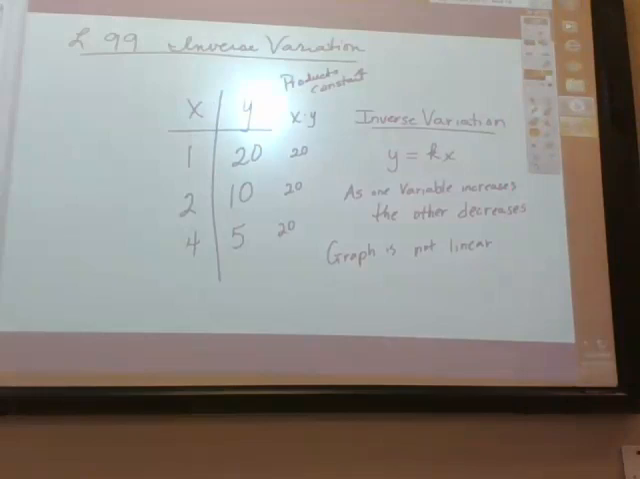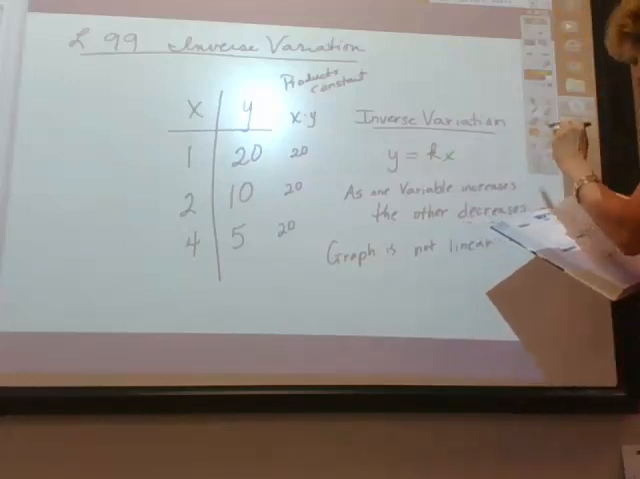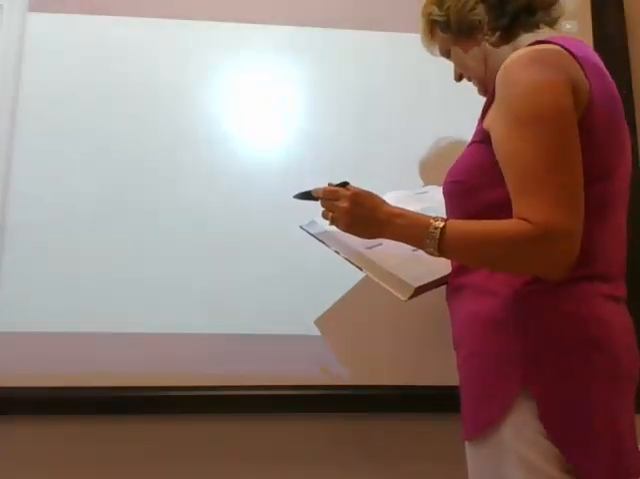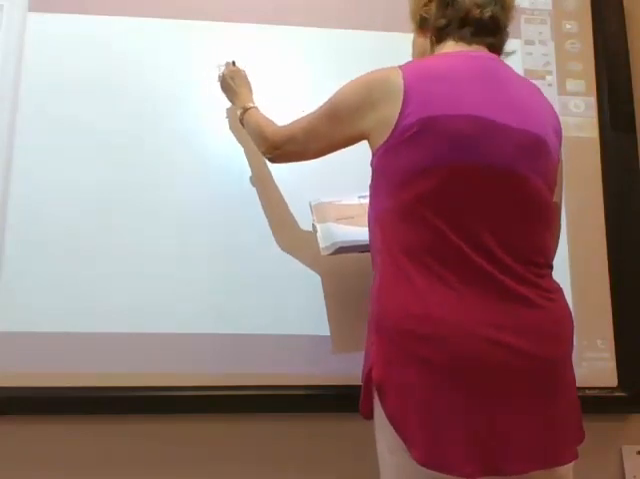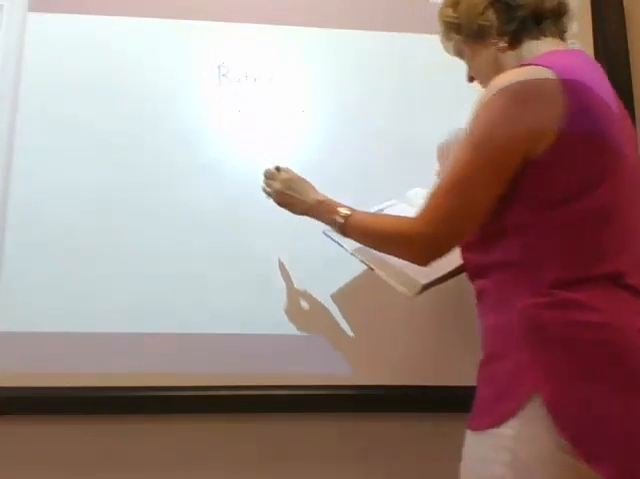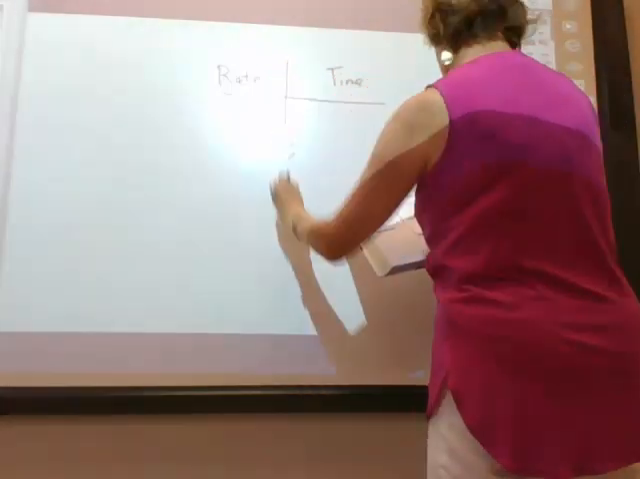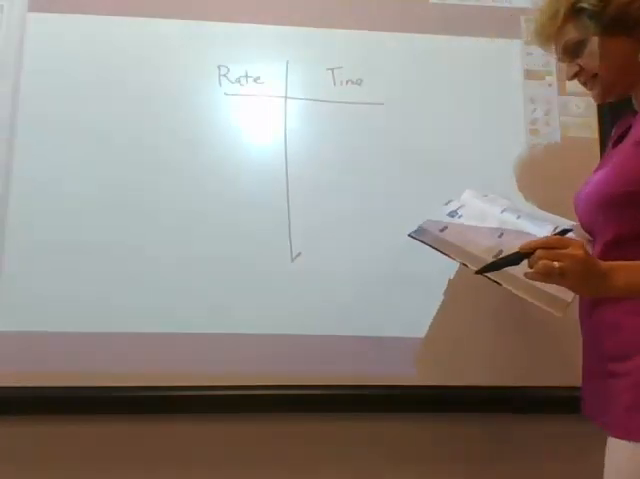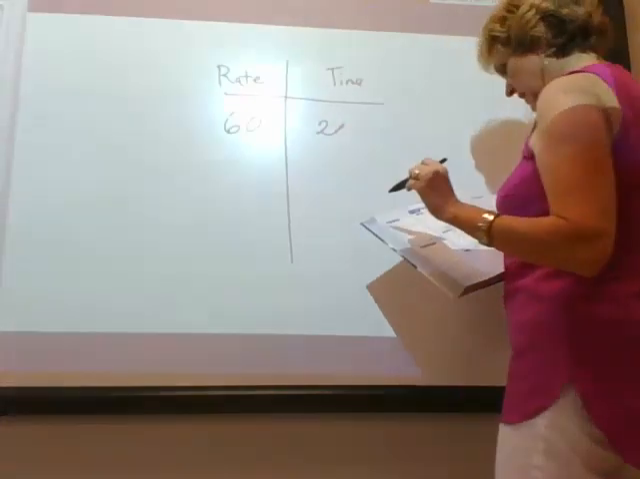All right, so let's look at the first example. And again, I would suggest that you read in the book, lesson 99. The important things are there if I haven't presented it as well as the book. Let's look at this first example. It says that Trin traveled 120 miles to visit his friend. If he averages 60 miles per hour, the trip takes 2 hours.